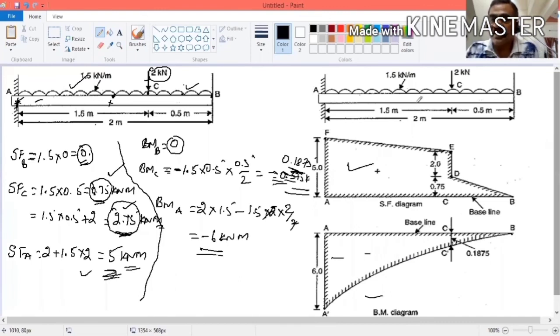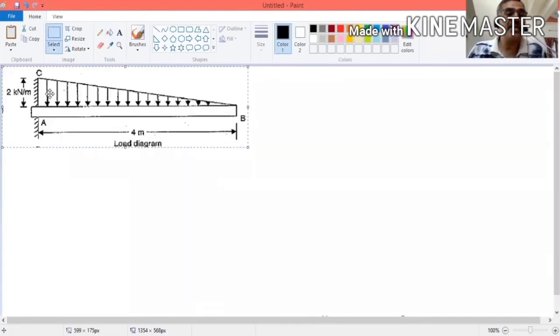Now come to another problem. Uniformly varying load, right? Here the important points are point B and A. You find the shear force and bending moment at point B, and the shear force and bending moment at point A, and you draw. How to draw? Whether it is linear, parabolic or cubic, we have to see.